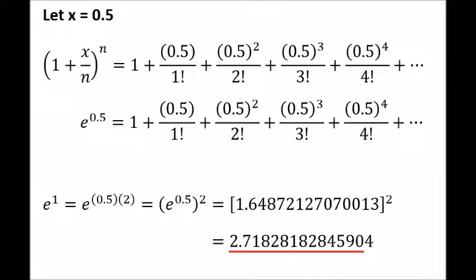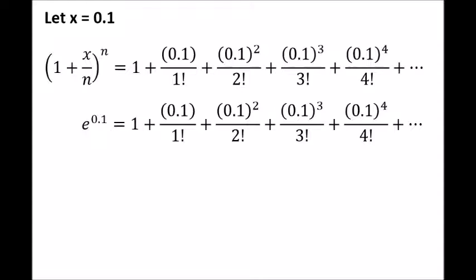This is what I was saying about squaring our answer. It all comes back to our laws of exponents. 1 is equal to the product of 0.5 and 2. The answer from the previous screen is underlined in red. Let's make x smaller still and see if our answer converges more quickly. This time we'll use 0.1.